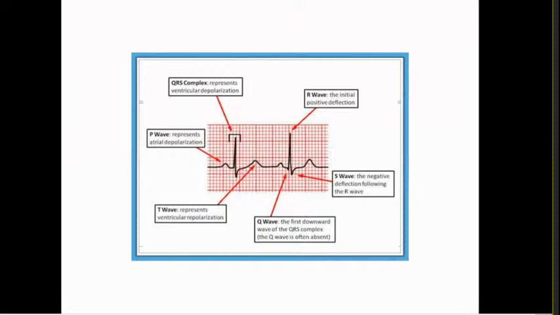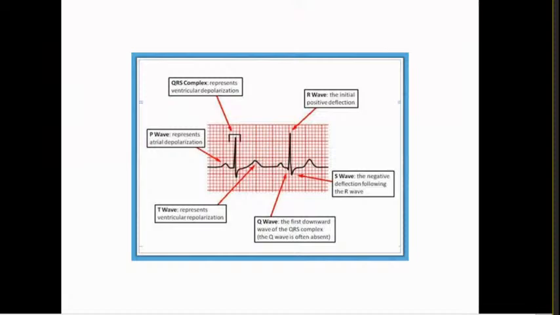The order is: P value, QRS complex, T value, then Q value, R value, and only then we obtain the S value. The order is very important. P wave, QRS complex, T wave, Q wave, R, S. The order is very, very important. Image-based questions like this are asked frequently, so I am taking this time.